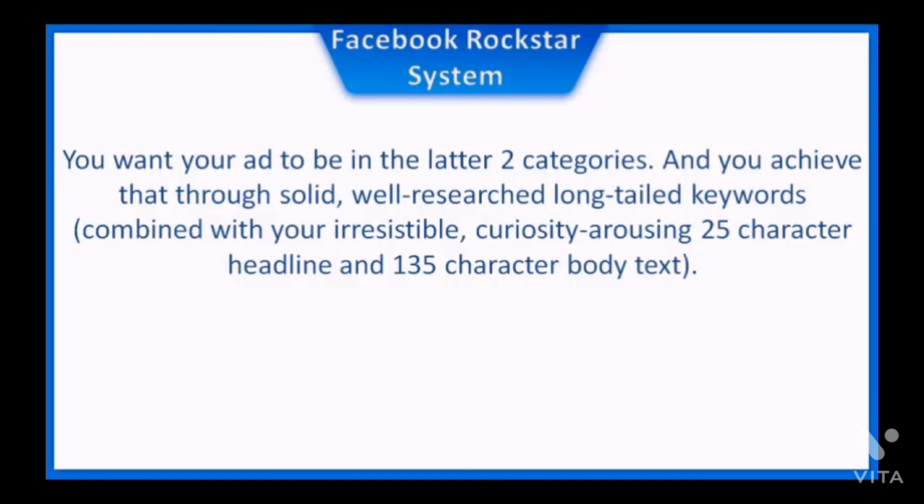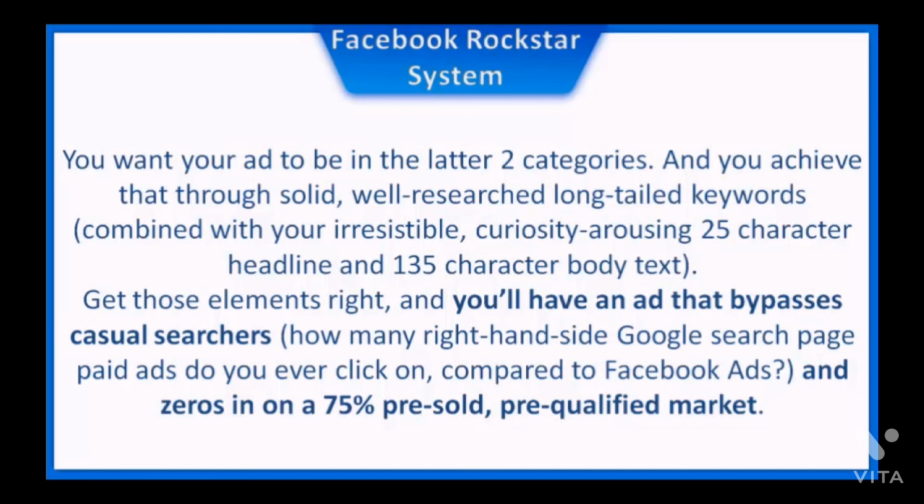You want your ad to be in the latter two categories, and you achieve that through solid, well-researched, long-tailed keywords, combined with your irresistible, curiosity-arousing 25-character headline and 135-character body text. Get those elements right, and you'll have an ad that bypasses casual searchers. How many right-hand side Google search page paid ads do you ever click on, compared to Facebook ads? And zeroes in on a 75% pre-qualified market.